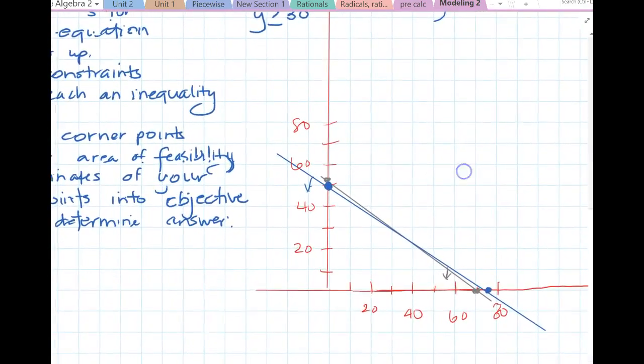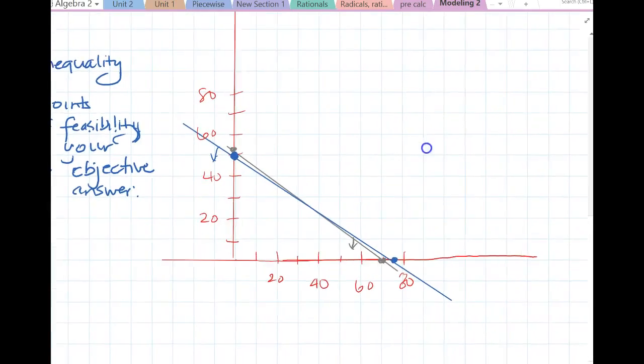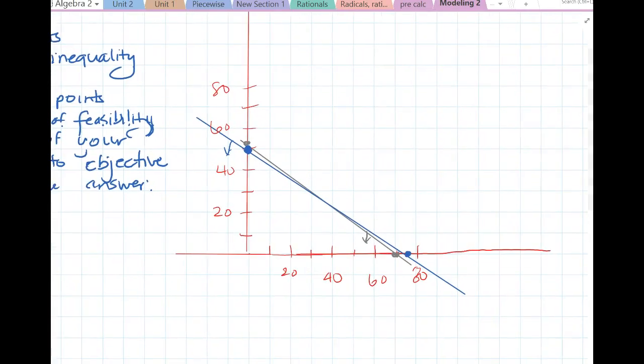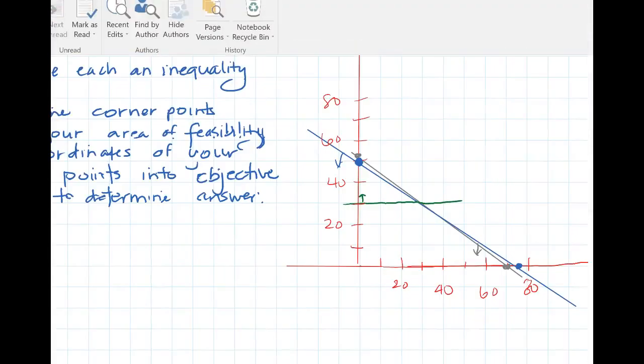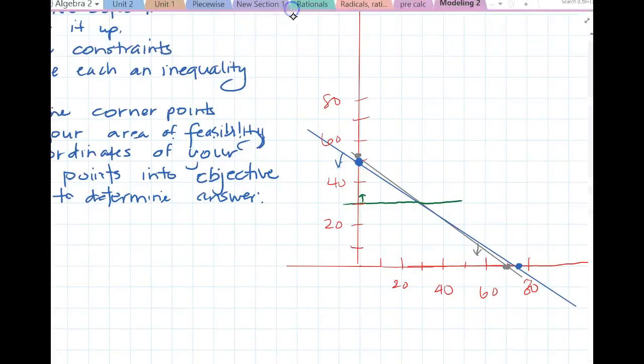I need y is greater than 30. So that is a horizontal line that I'm going to do in, I guess, green. And I don't think I need the tool. So here's the 30. Wow, that's going to be close. And it's everything above that, right? So now I have found my area of feasibility. Oop, let me find, and this is it. So that's my area of feasibility.